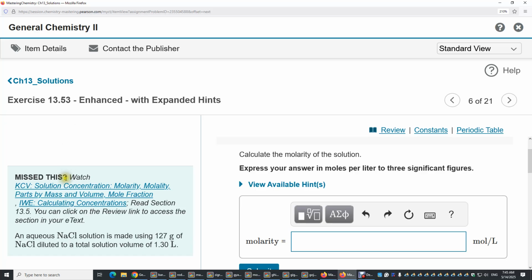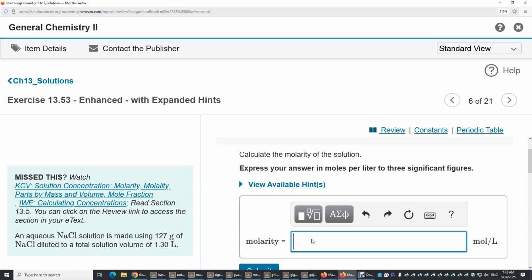13.53. An aqueous sodium chloride solution is made using 127 grams of sodium chloride diluted to a total solution volume of 1.30 liters. What's the molarity of this solution in mole per liter?